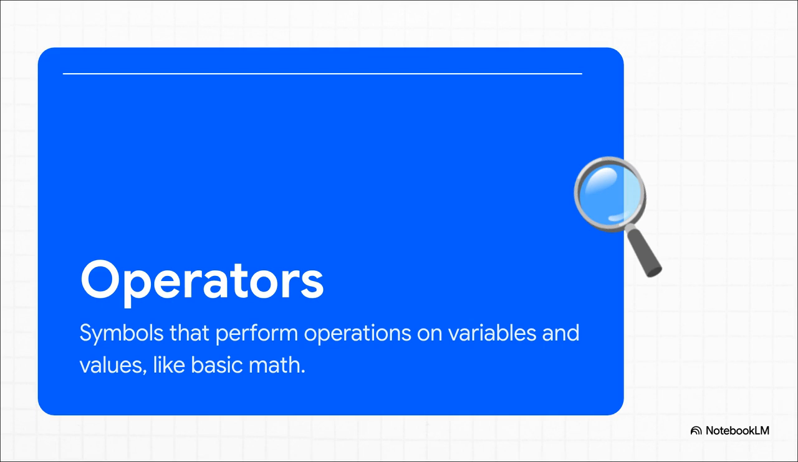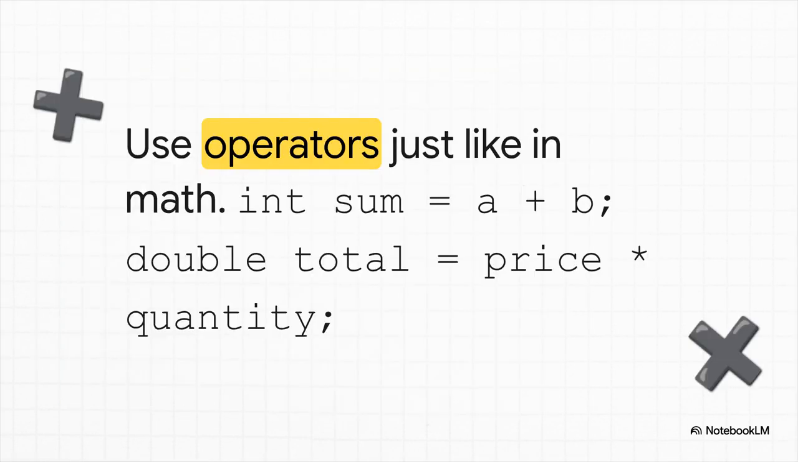Okay, so we've got our data stored in these neat little boxes. Now what? Well, now we need some tools to actually work with that data, and that's where operators come in. They're basically just symbols for doing things like basic math. And honestly, this is probably going to look super familiar. It's just the math you learned in school. See? You can use a plus sign to add two numbers, or an asterisk to multiply price and quantity. These are the simple tools that let you take your data and start making it do something useful.